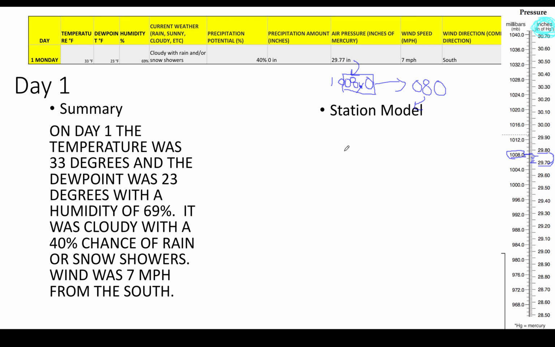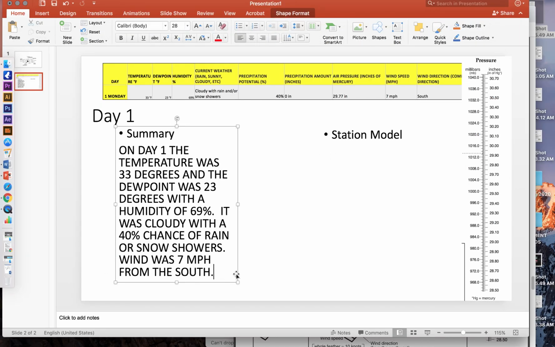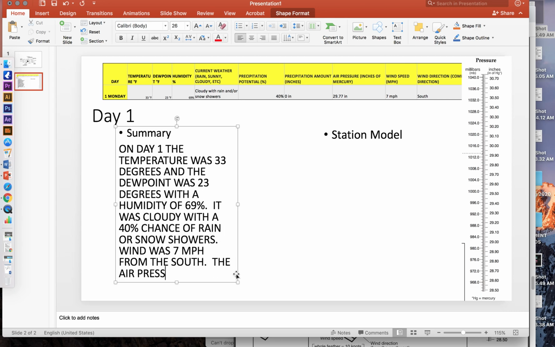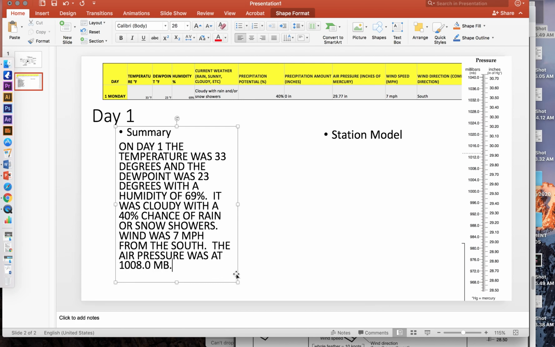So the last thing I need to do is I just need to add that piece of information in my summary. The air pressure was at 1,008 millibars. Now this technically should not be capitalized. There we go. So that's my summary. That's one summary of the 3. I'm going to create a station model.